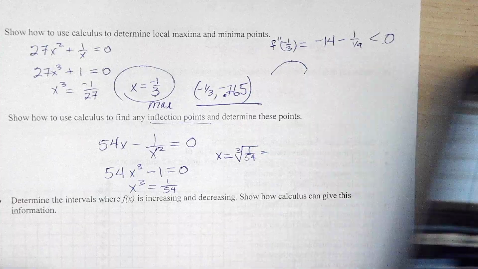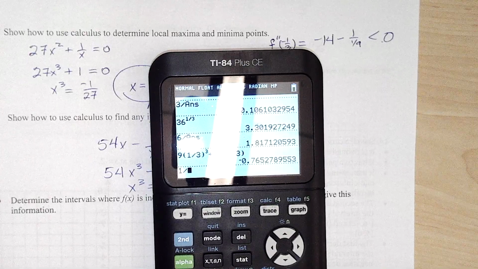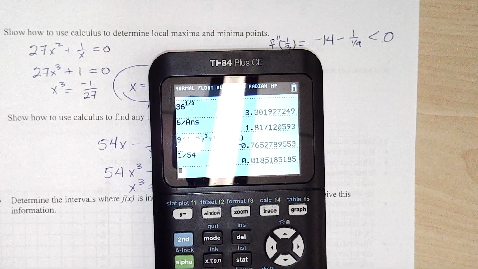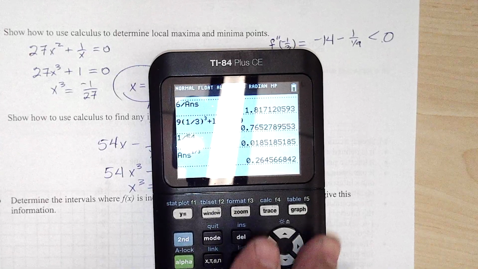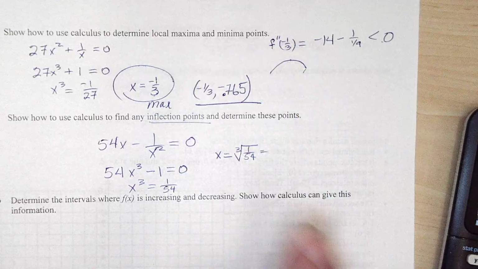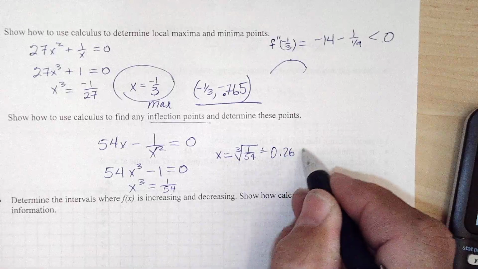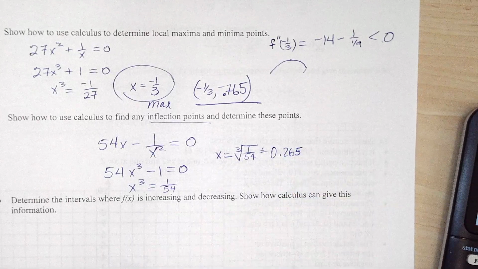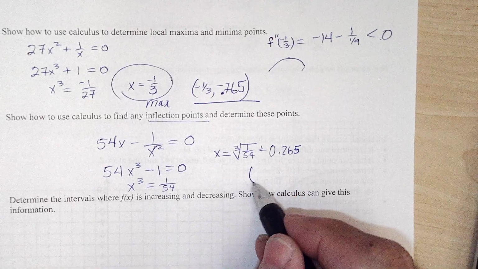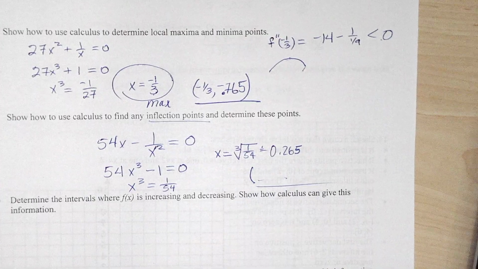We could simplify that, but we'll also just get a decimal value. 1 divided by 54 to the 1 divided by 3 power for the cube root, and it's 0.264, approximately 0.2645 rounded. And if I wanted the y part, I'd put that into the original equation and get the y part of the point.